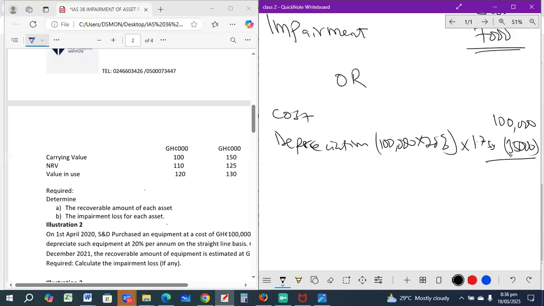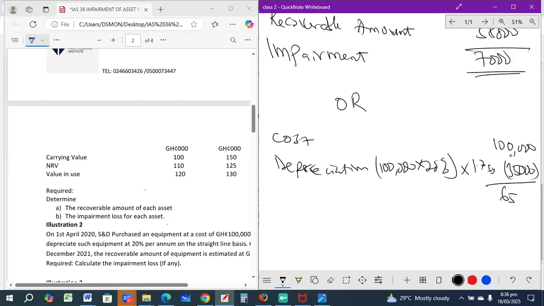So what will be the carrying amount? 65,000. It will give you the same amount. Then you bring your recoverable amount of 58,000. And the impairment will still be what? 7,000.